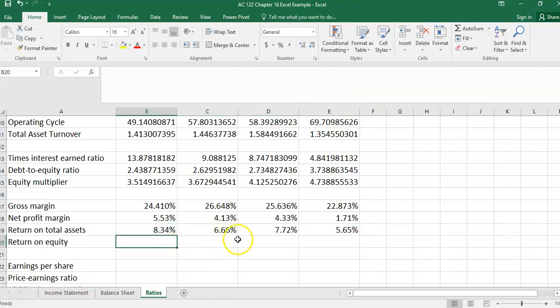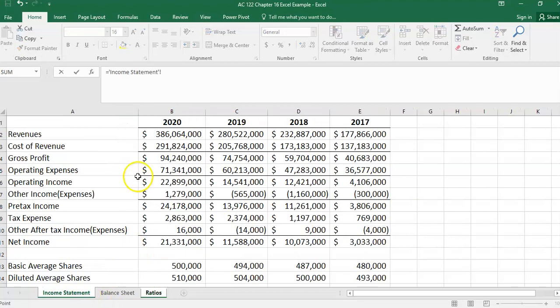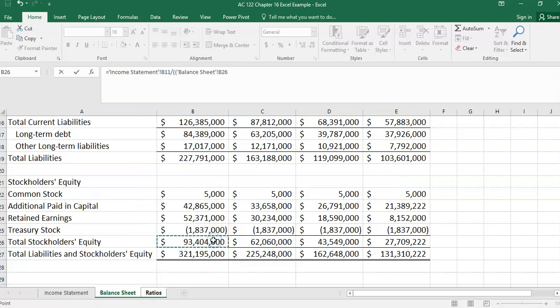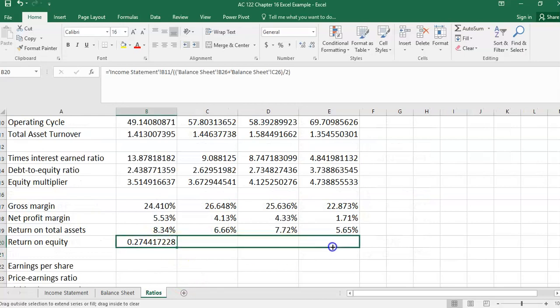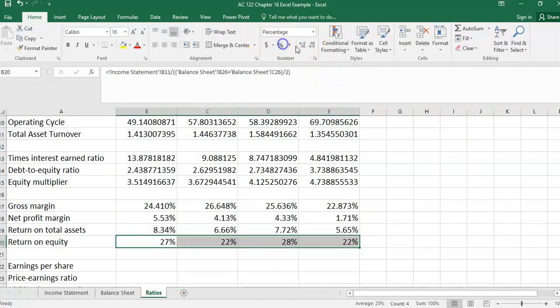Return on equity is the measure to which financial leverage is working for or against common stockholders. This is net income divided by average stockholders' equity. So we take net income divided by average stockholders' equity. So remember that is stockholders' equity from 1 year plus stockholders' equity from the previous year divided by 2. This is also expressed as a percentage.